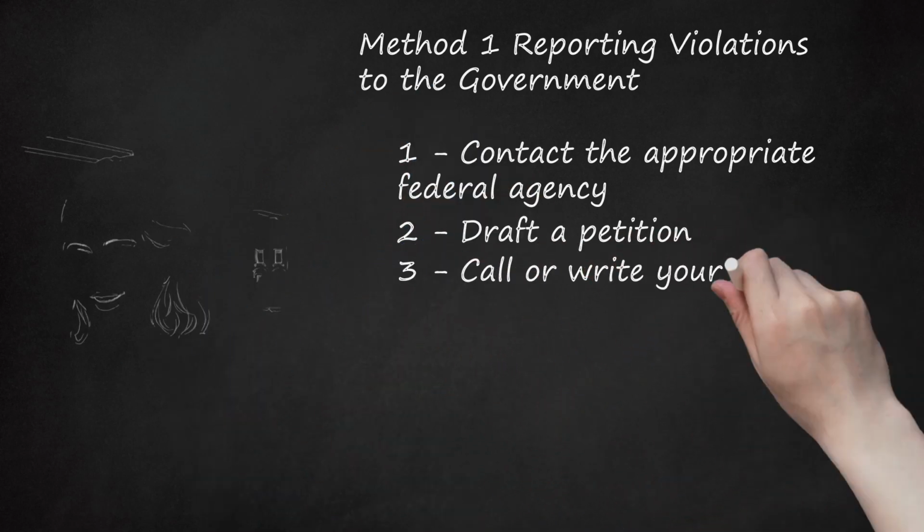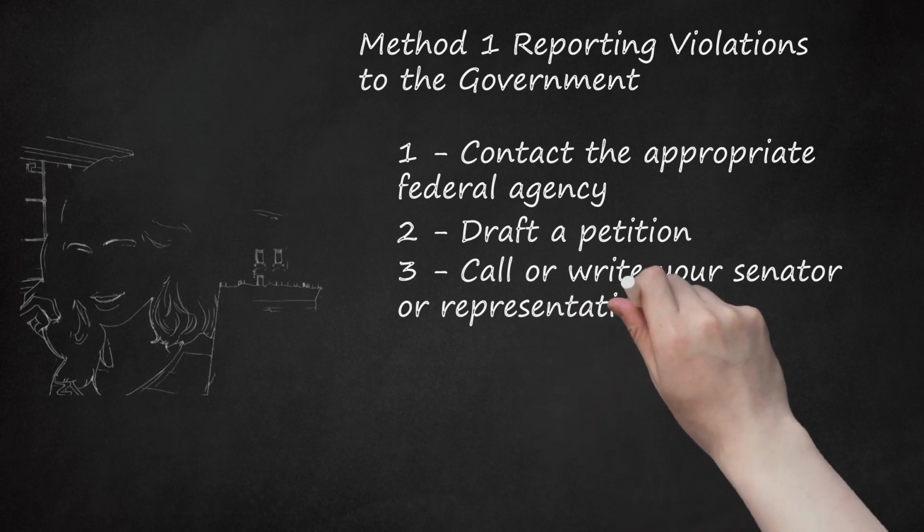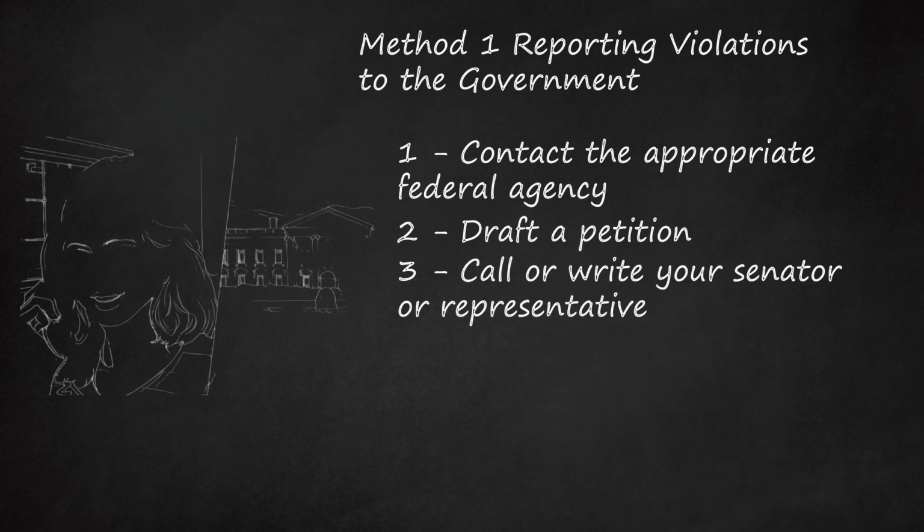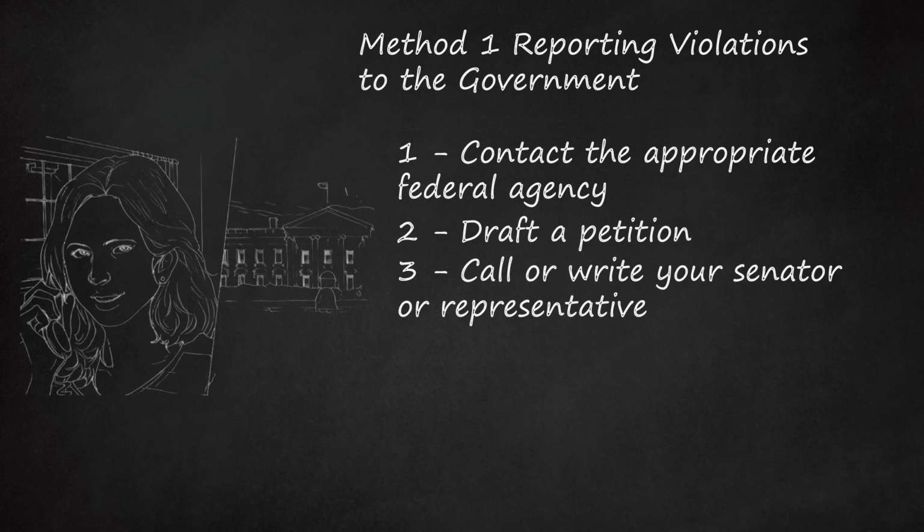3. Call or write your senator or representative. Your federal government representative may be willing to advance your interest in Congress. If the violation is occurring in a different country, you should keep in mind that interventions to stop human rights violations are seldom unilateral. However, you may be able to spur the federal government to work with other countries or work collectively through an organization such as the UN to put an end to the practice.